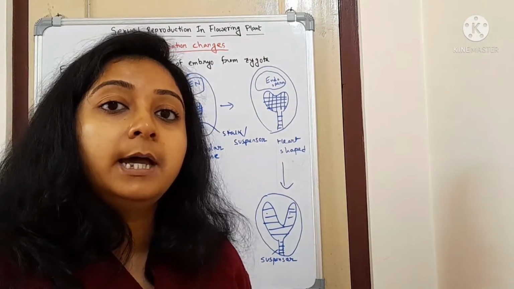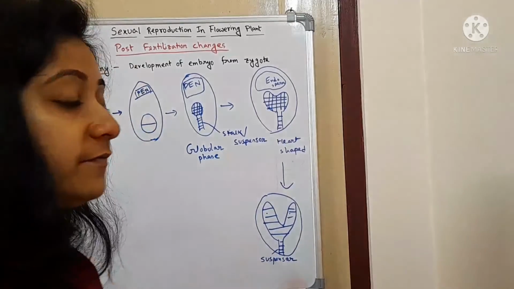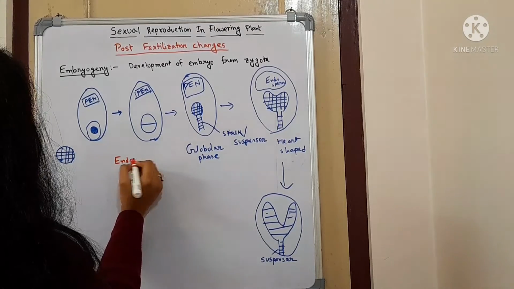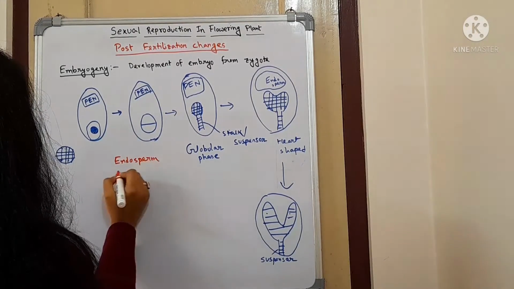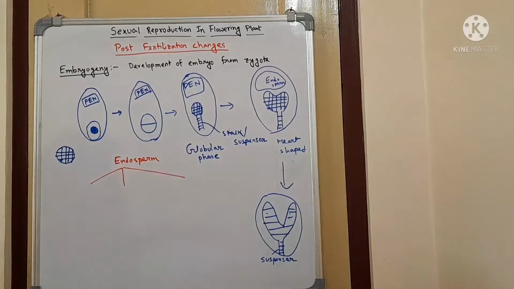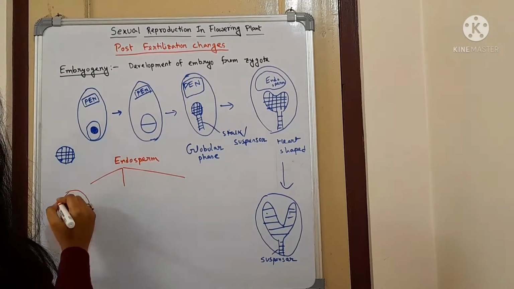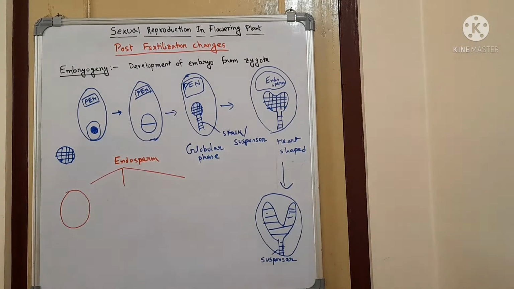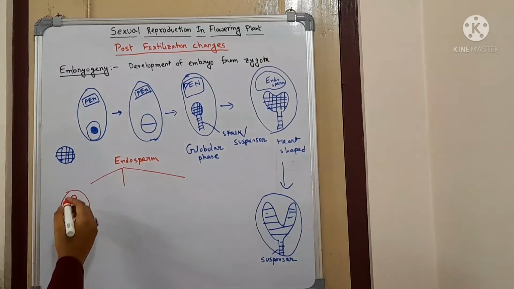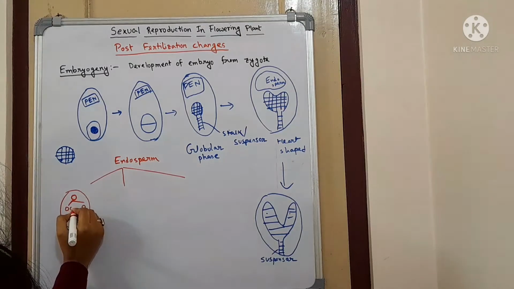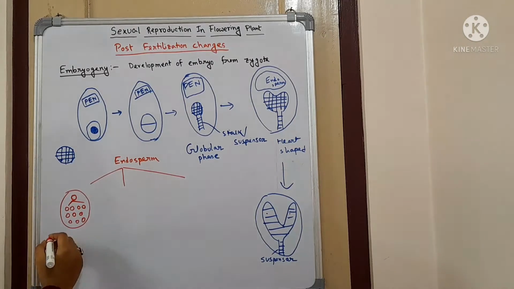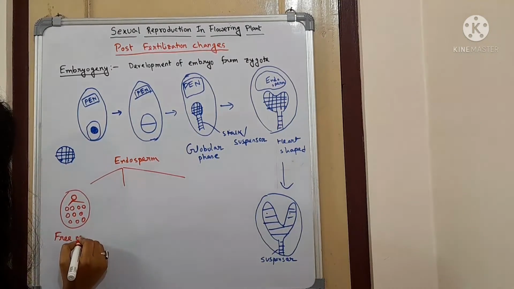Now let's talk about the endosperm development. There are different types of endosperm development. Endosperm can be developed in three different ways. In one case, supposedly this is the cell inside which this is the primary endospermic nucleus, which is 3N. That can be divided like this. By repeated division, it can form many nuclei. So only free nuclear division will be seen here.